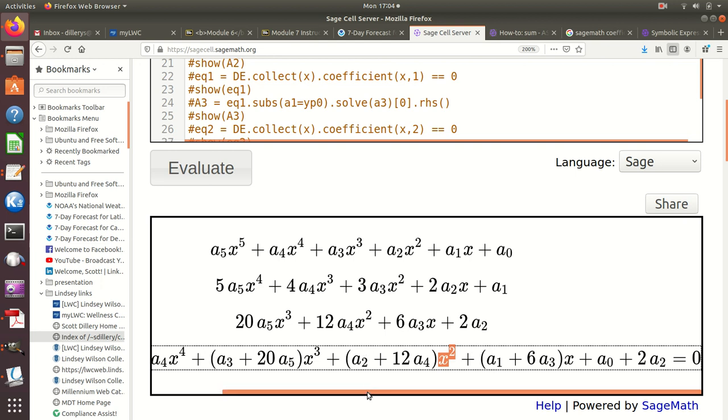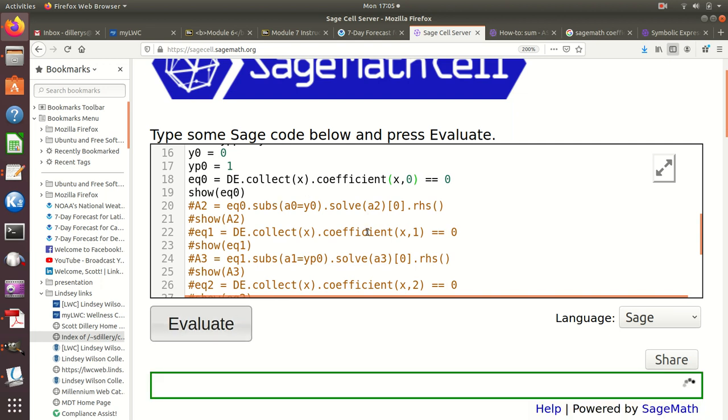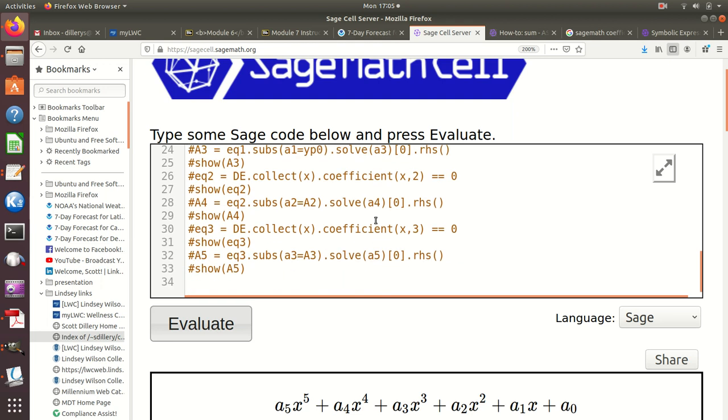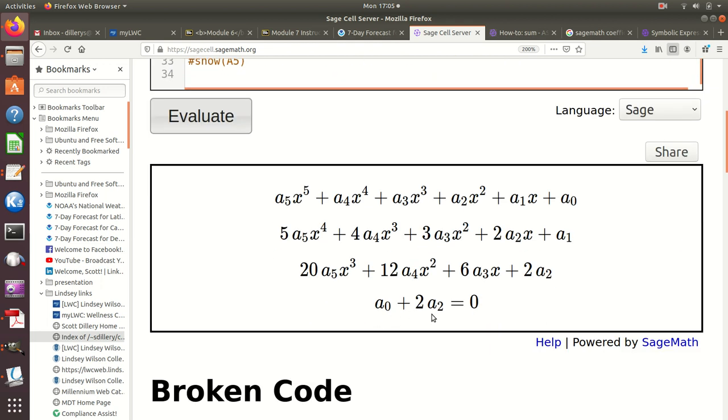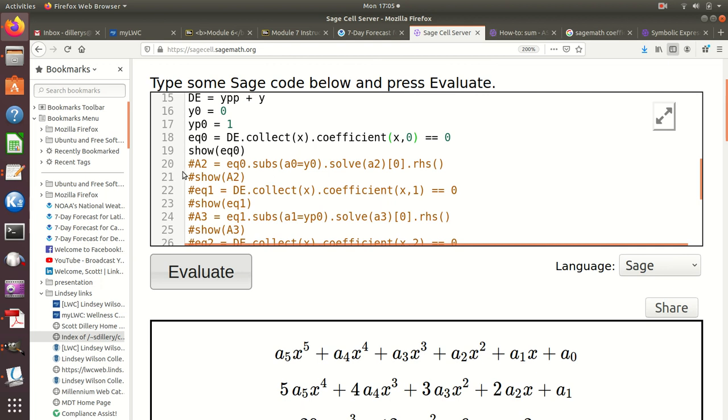And so what I do is, if I add in the coefficient part, so if I say, take the coefficients on x and take the 0th coefficient, then that's the constant term. And so now when I evaluate that, I get that equation that I wanted. So there's the a0 plus 2a2 equals 0, like we had when we did it by hand in the video.